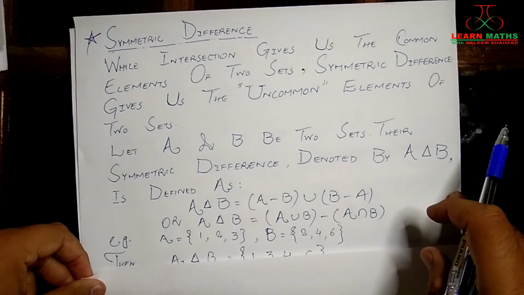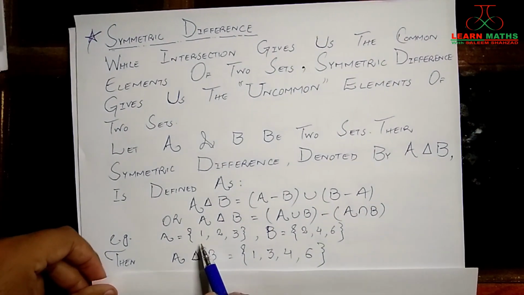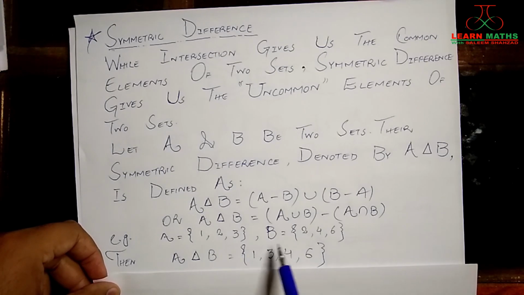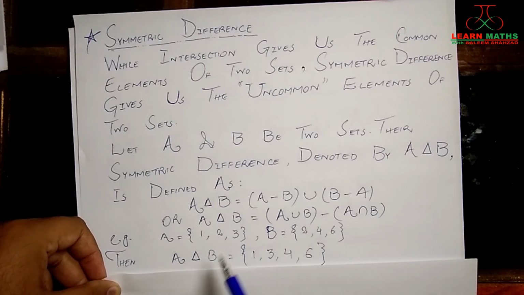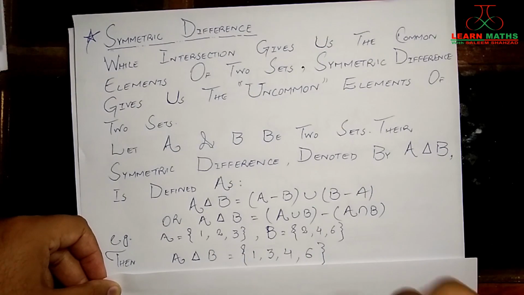So let's take an example. Here we have a set A which contains three elements 1, 2, 3, and B contains three elements 2, 4, 6, and we are interested in finding their symmetric difference. In other words, we are interested in finding their uncommon elements. It's a very simple example, so you can just pick the elements which are not common. 1 is not common between these two sets, 3 is not common, 4 is also not common, and 6 is also not common, while 2 is common, so we are ignoring it.